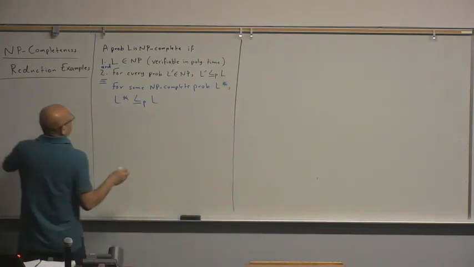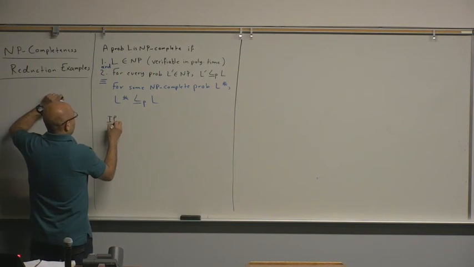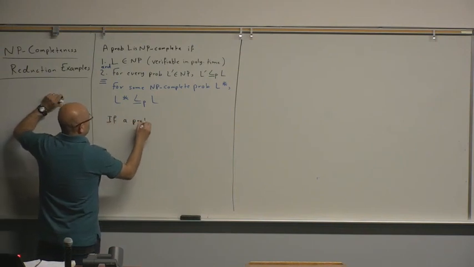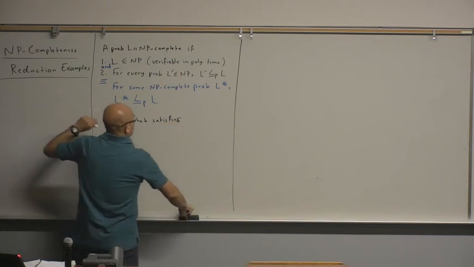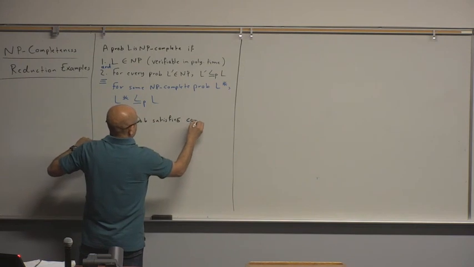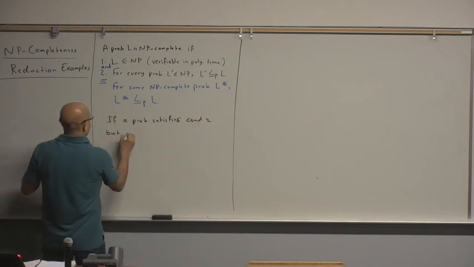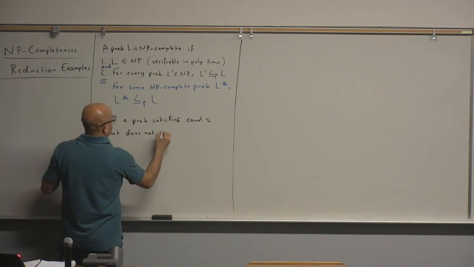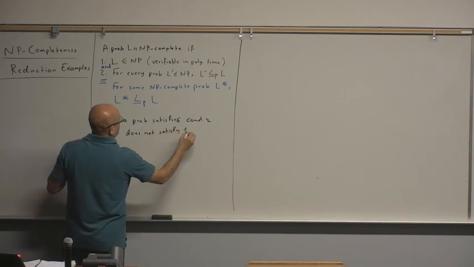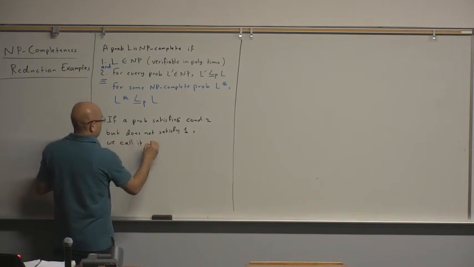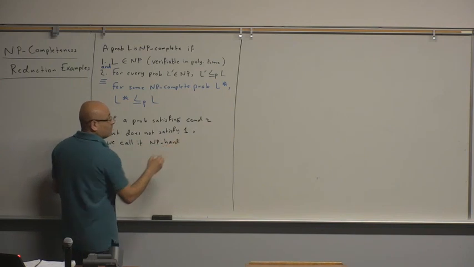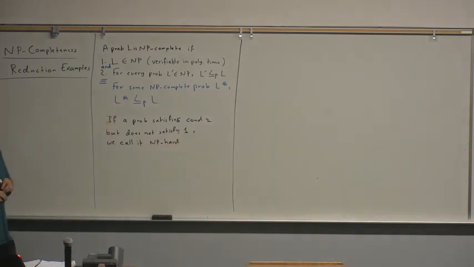Now the last thing to review in the theory: if a problem satisfies condition 2 but does not satisfy 1, what do we call it? NP hard. We call it NP hard. And the example that we gave last time was, so what was the example for an NP complete and an NP hard problem?